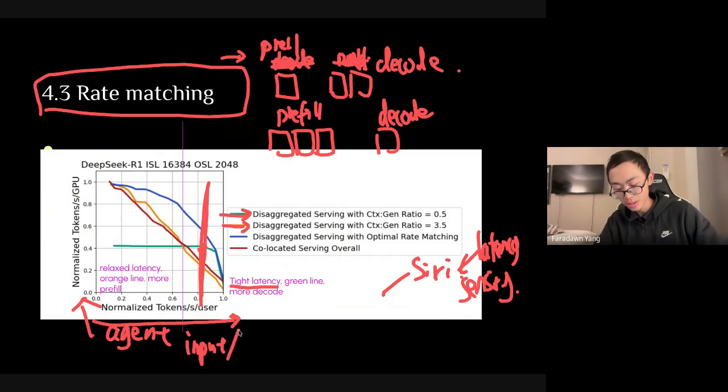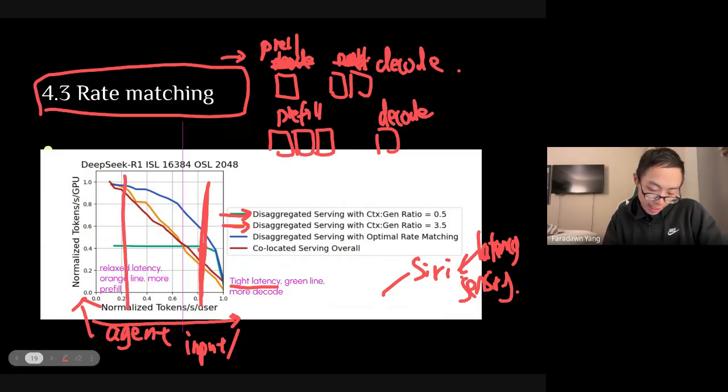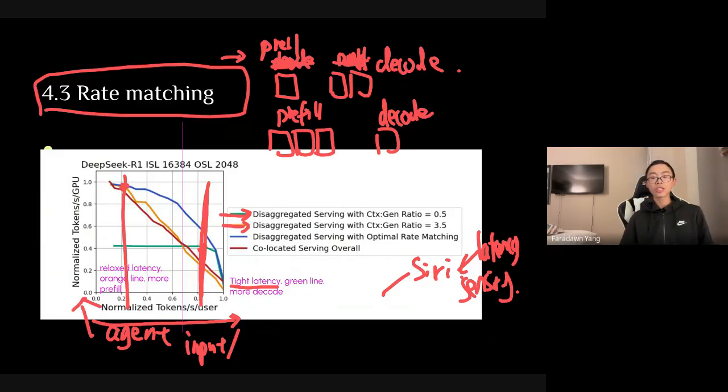A lot of context to do. So you need a high throughput to process those large contexts. So here, you will fix a line at the left side, which means the latency is not stringent. Then, which line performs better? Definitely the orange. And orange corresponds to 3 prefill with 1 decode. That means more prefill instances than decode.